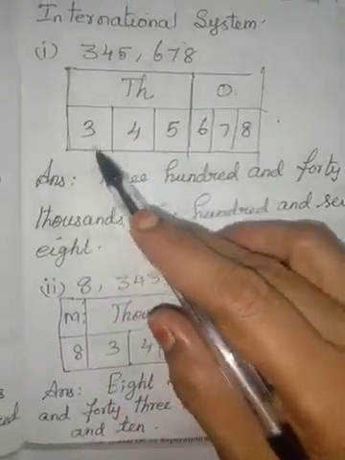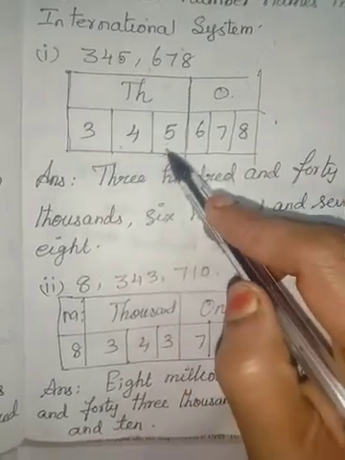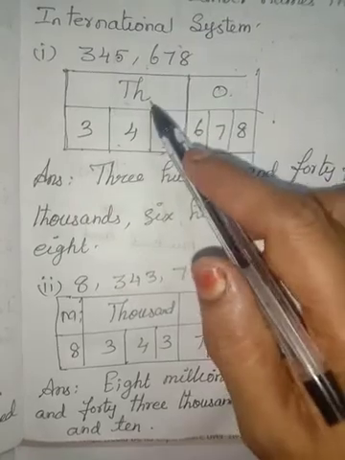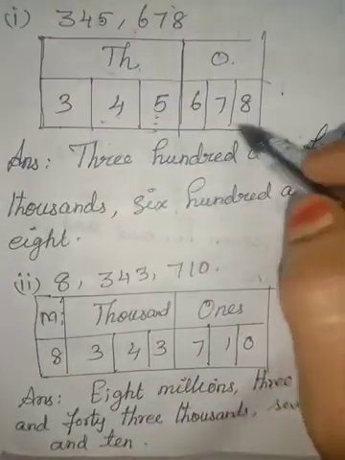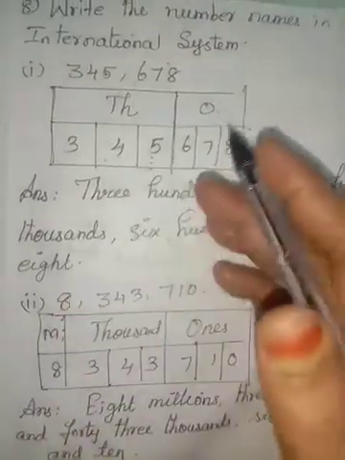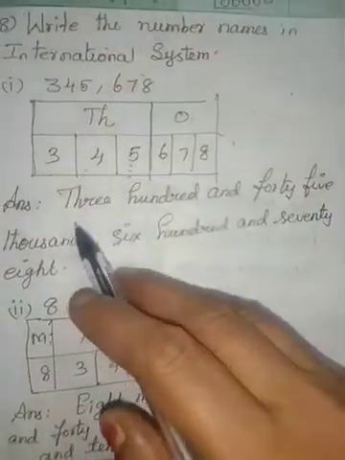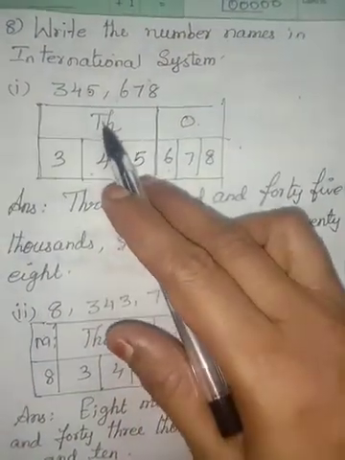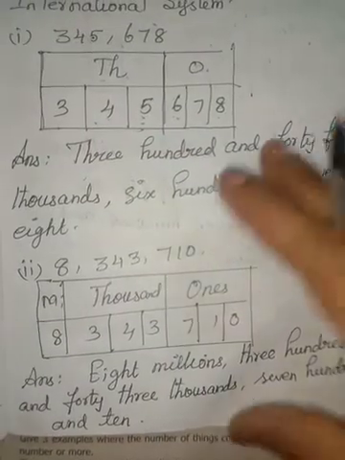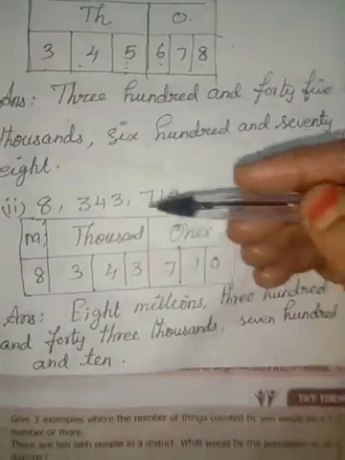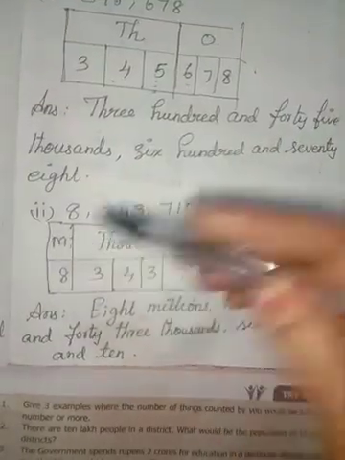We should read the numbers first. 345, their group is 1000. So 345,000. It is as usual like Indian system. So 678. So the answer is 345,678. That's all. Okay, then next one, here also we have 3 groups, that is ones, thousands and million.